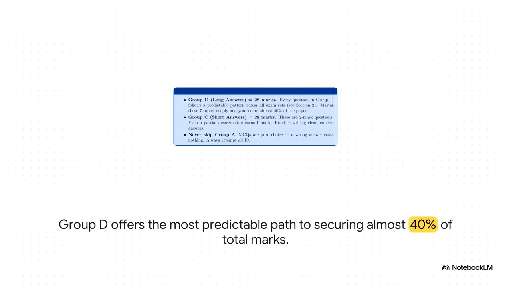And this is where our strategy really comes into focus. Zero in on Group D with me for a second. It's only 7 questions, just 7, but nailing those questions gets you 28 marks. Do the math. That's almost 40% of your total score from a tiny handful of questions. It is by far the smartest, most efficient way to study.